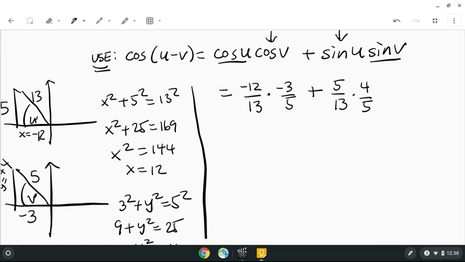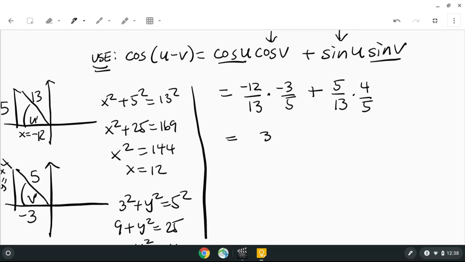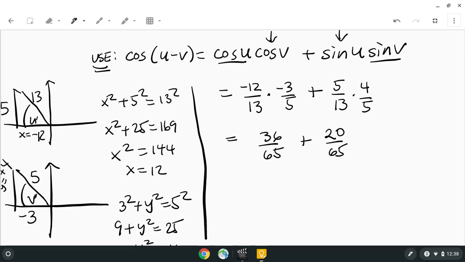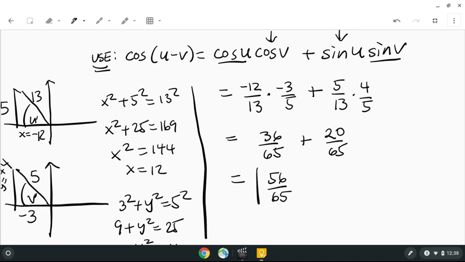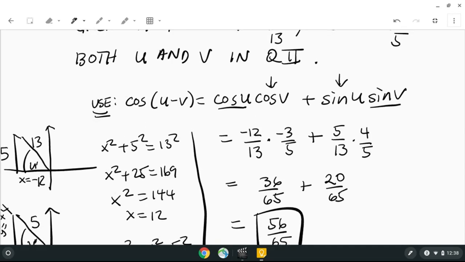So we get 36 over 65 plus 20 over 65. And that gives us 56 over 65. So when you're not given u or v, you're going to have to do these drawings to get the missing cosine and sine values.